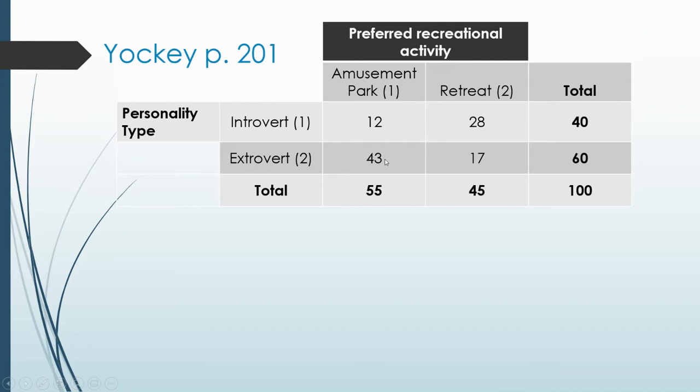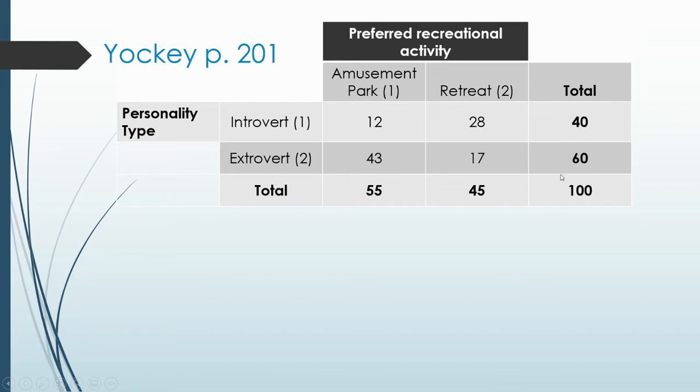Then here's our extrovert group, which we've coded 2 in the data set. We can see there were 43 of them who said that they would prefer to go to the amusement park, while only 17 of the extroverts said that they wanted to go to the retreat. And over here you can see we had a total of 60 extroverts, giving us a total of 100 respondents. So you can see there's more extroverts than introverts.